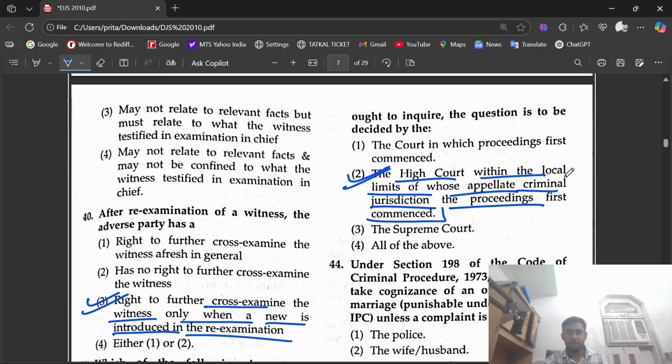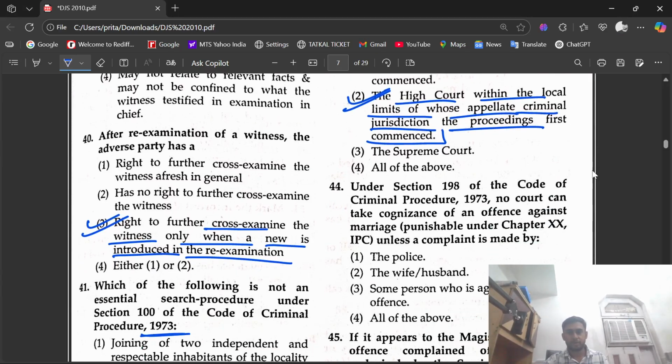See question number 44. Under section 198 of the Code of Criminal Procedure 1973, no court can take cognizance of an offence against marriage punishable under Chapter 20 IPC unless a complaint is made by the police, the wife or husband, some person who is aggrieved by the offence, all of the above. The right option for question number 44 is third, some person who is aggrieved by the offence.